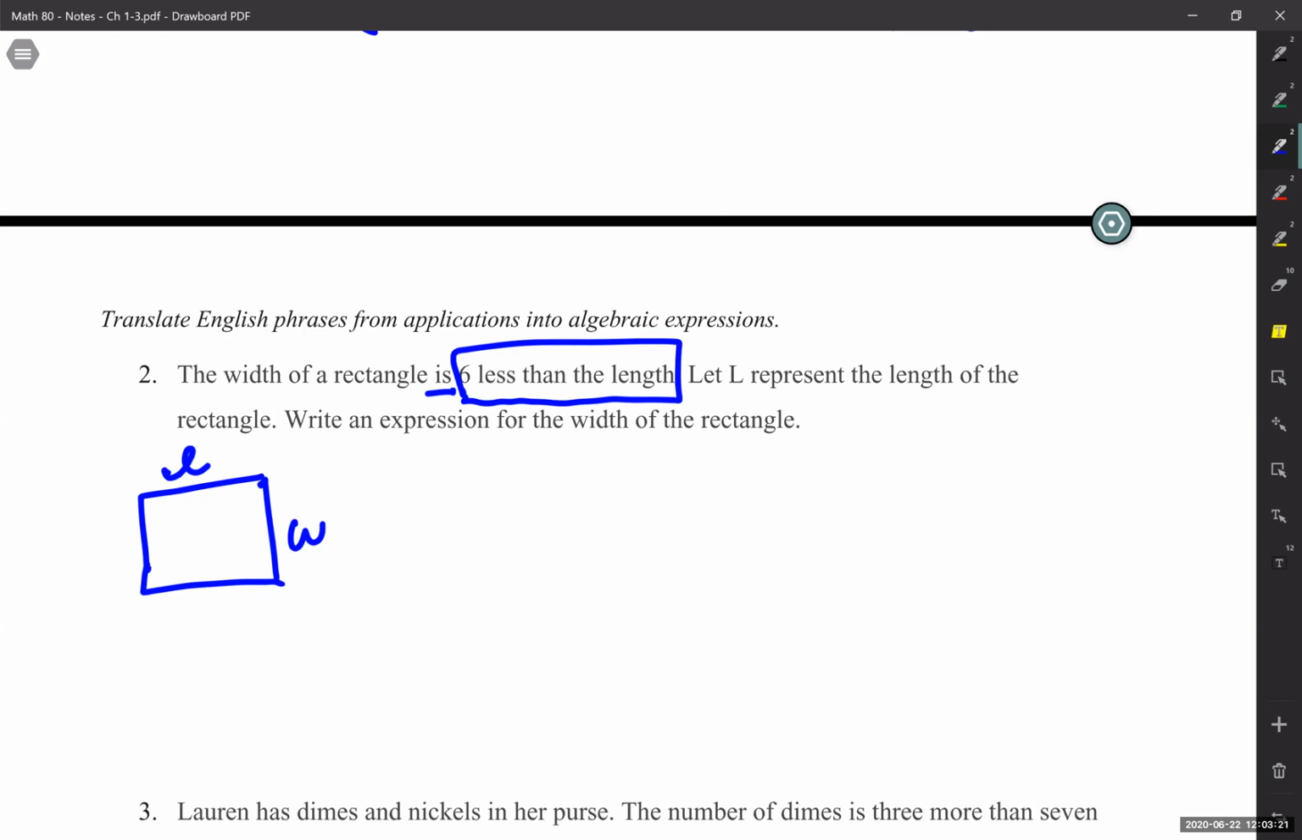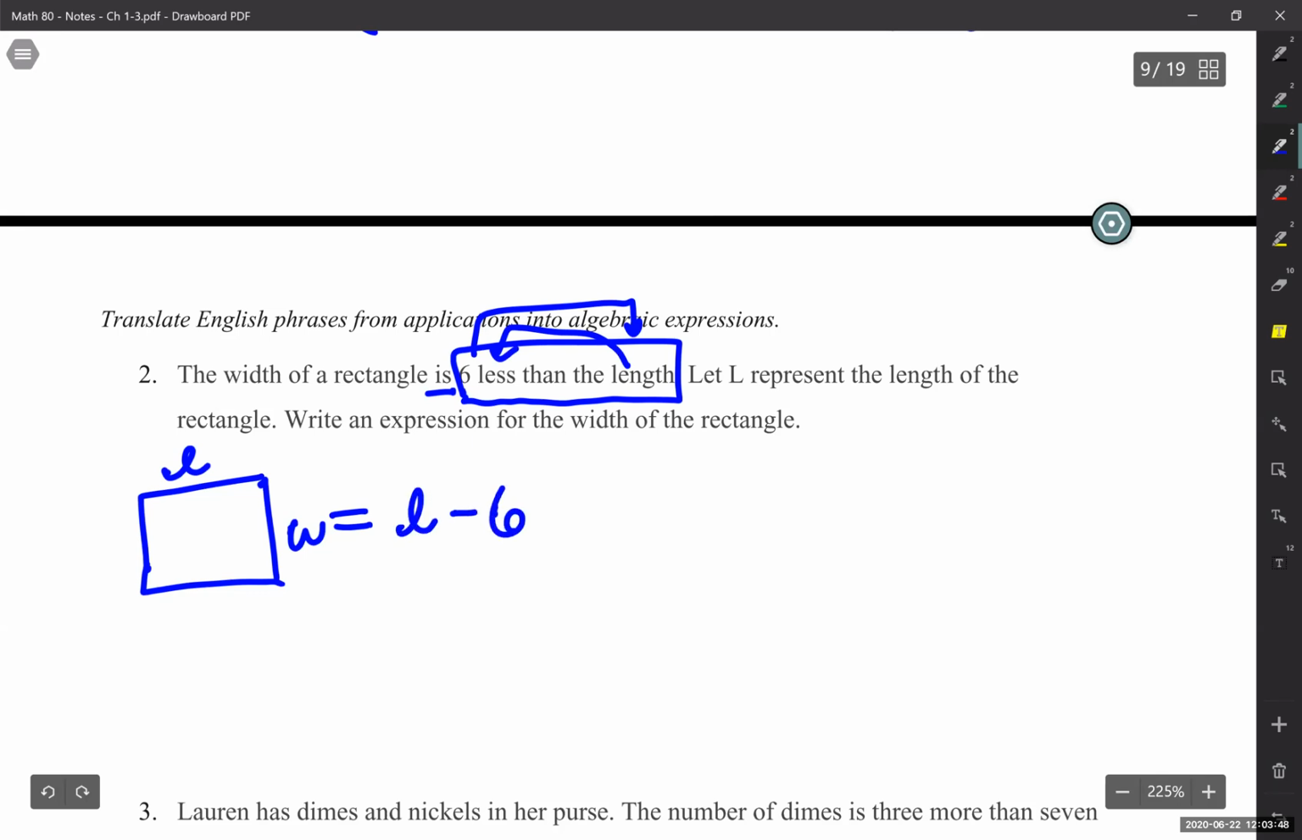So we know that the word is means equals from the last video. Width is going to be W. Width is W equals. And then finally it says 6 less than the length. Remember that less than, that than switches the order of length and 6. So it's going to be length minus 6. So the width is the length minus 6. It is 6 less than the length.